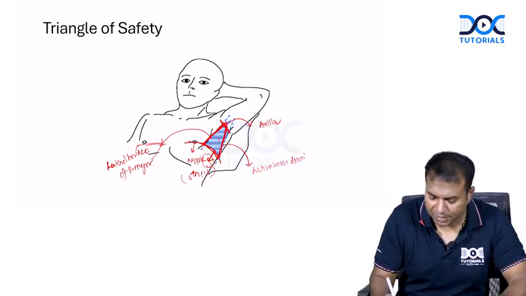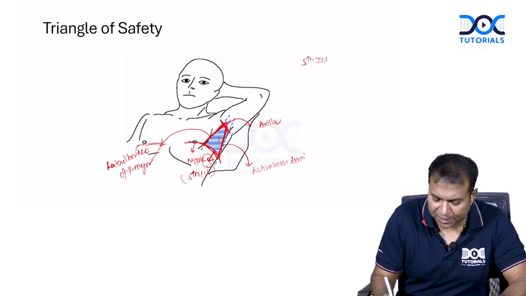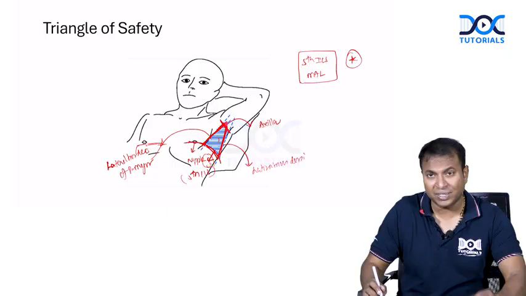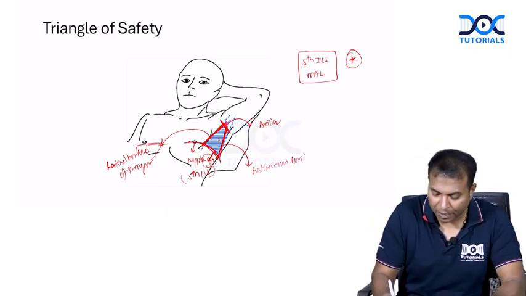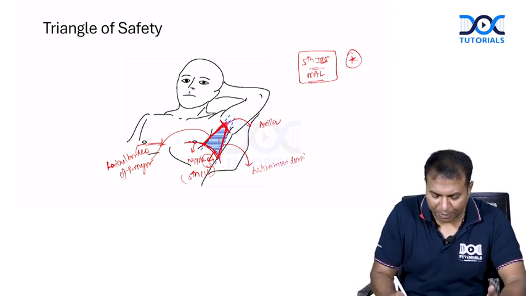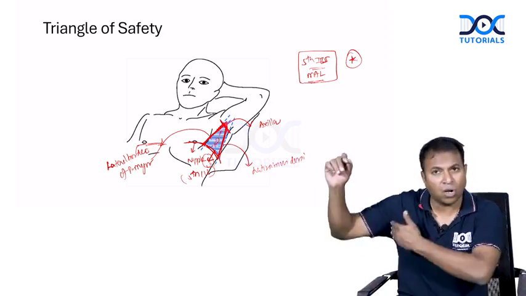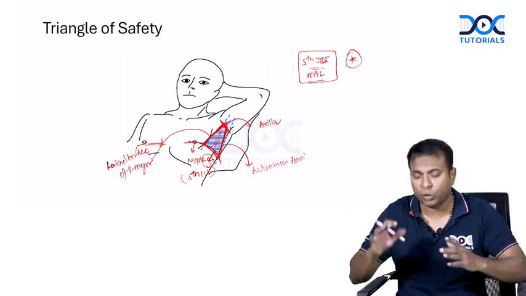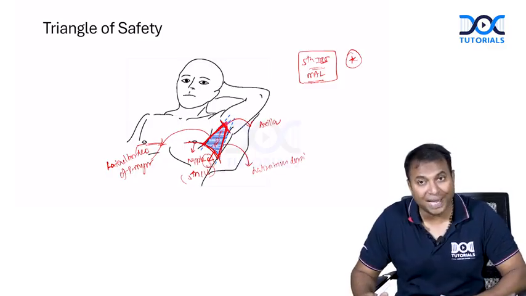But the ideal place is the fifth intercostal space, mid-axillary line. If they ask you for one point, you can write: fifth intercostal space, mid-axillary line. Otherwise, nothing will happen. You can put it anywhere along this triangle, but we commonly put it in the fifth intercostal space, mid-axillary line.